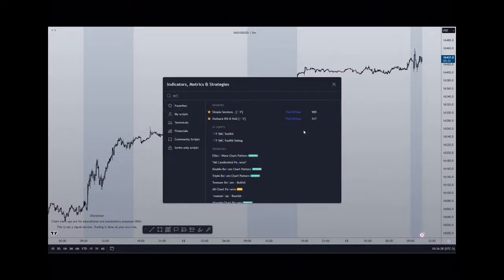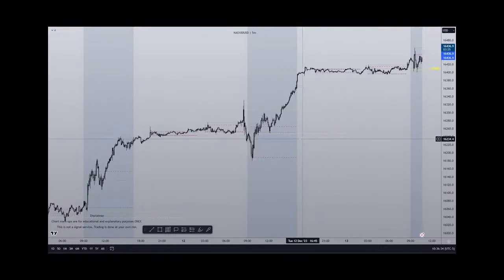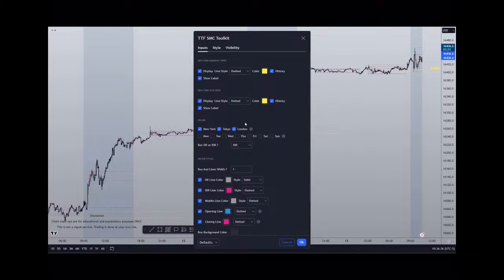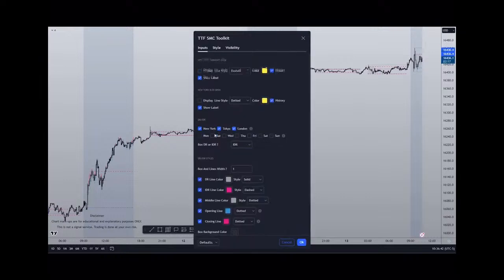In TradingView, pull up the Indicators tab and type in TTF SMC Toolkit and click on the star to add it to your favorites, then click on the name of the indicator to add it to your chart. In this update, we made some quality of life improvements to the DR and IDR functionality of the toolkit, so since we're working with just that, let's go ahead and turn everything else off.